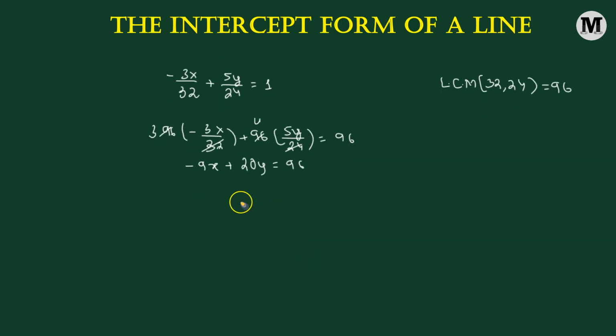So we can multiply throughout by -1 to get 9x minus 20y equals -96, or we can say 9x minus 20y plus 96 equals 0, and this is going to be the required equation of the straight line.